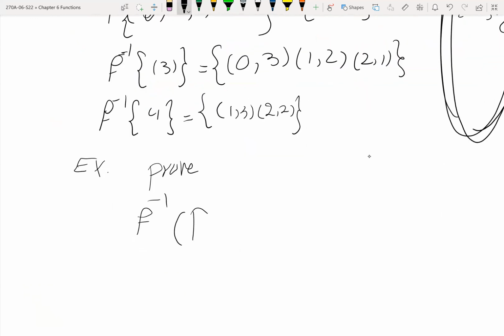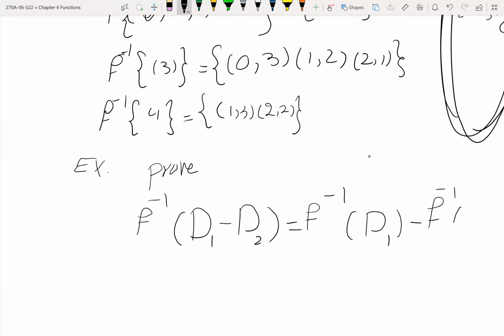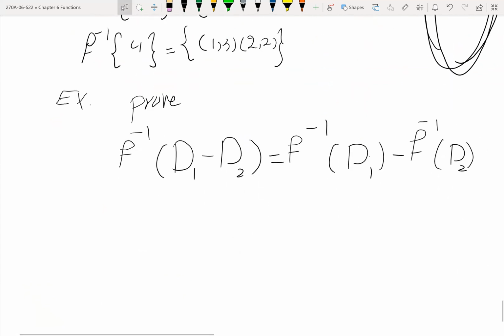F inverse of D1 minus D2 is the same as F inverse of D1 minus F inverse of D2. This is the connection between this chapter and the set theory, okay? So you remember what was the equality in set theory, right? So you have to pick one element from the left side and you have to show it is on the right side, and the other just the opposite. So you have to pick one element from the left side and show it is in the right side, okay?